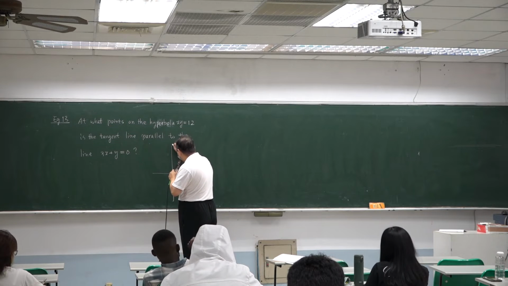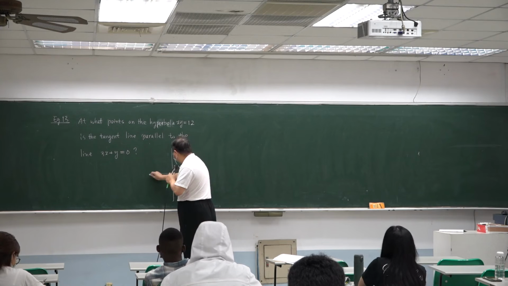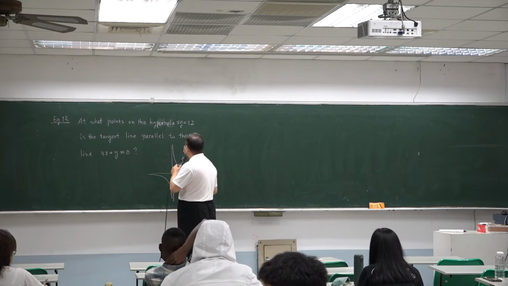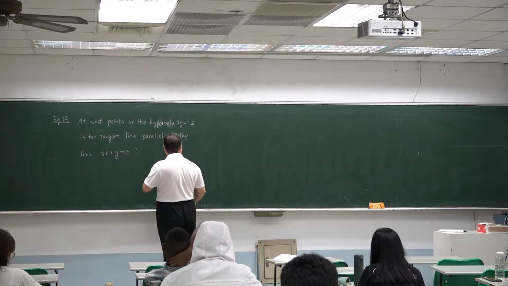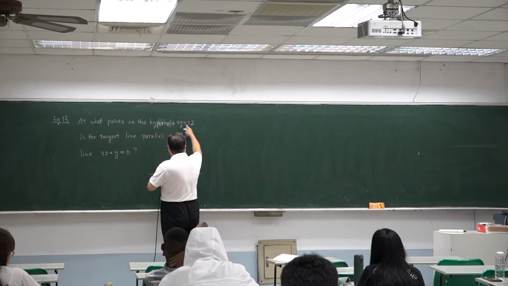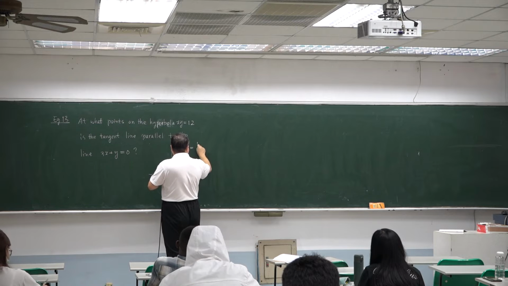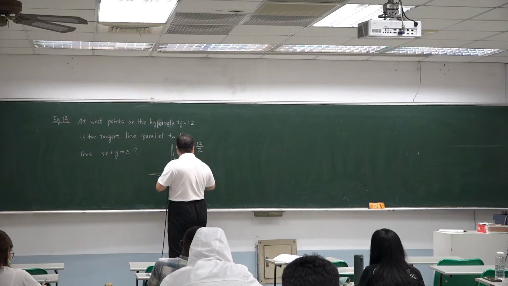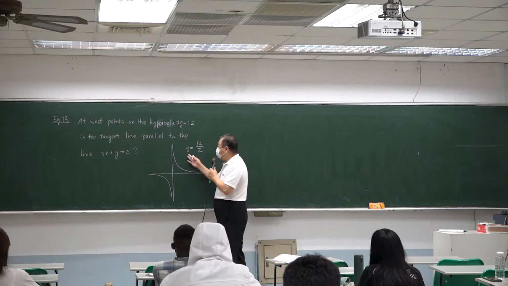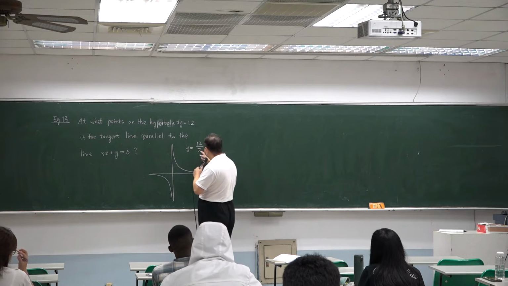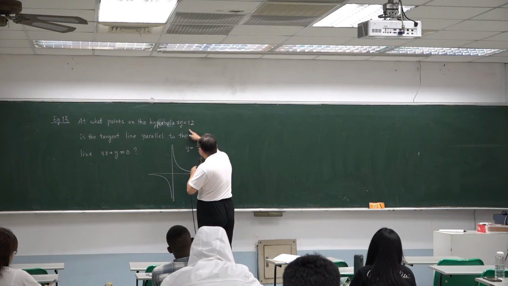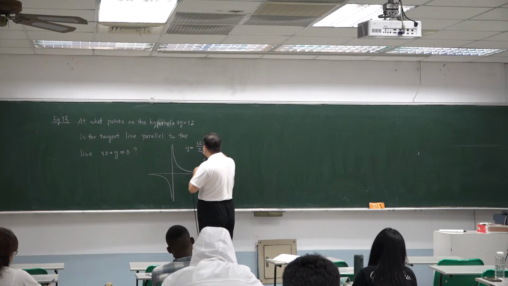The hyperbola here is like a reciprocal curve. When x is given, y can be solved. y equals 12 over x. So we may regard y as a function of x. Once x is given, y can be solved. We can solve y in terms of x.